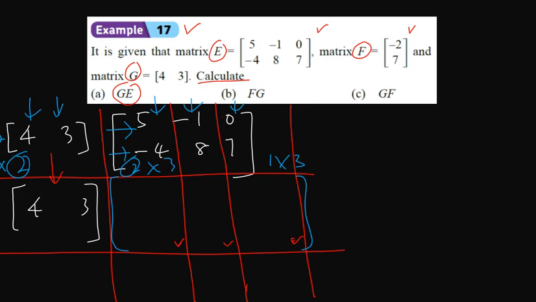So what you do first is 4 times 5 plus 3 times -4. Correct? Okay, then next, I think I better clear this one first.